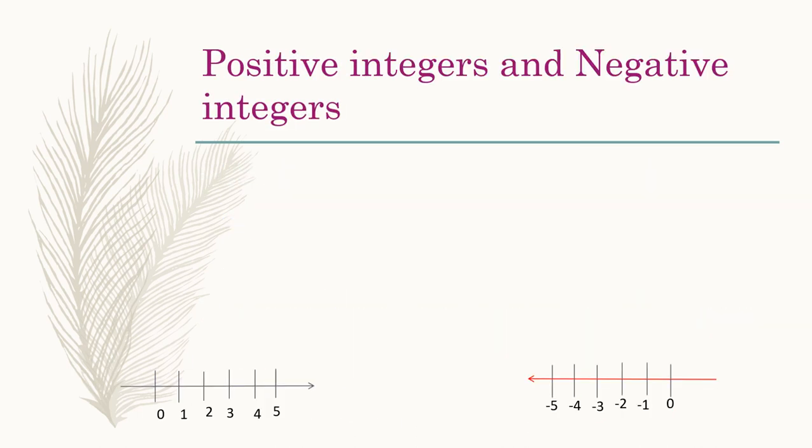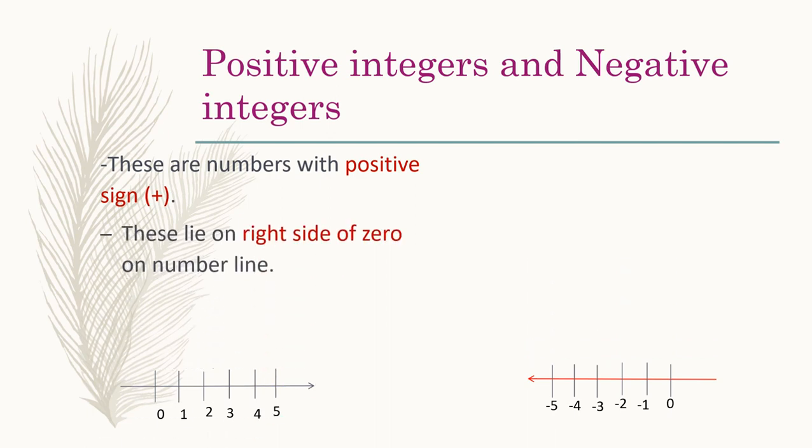Now see what are positive integers and negative integers. Positive integers are numbers with positive sign. These lie on the right side of 0 on the number line. In the given figure, you can see that on this number line, after 0, on the right side of 0, you can see the numbers 1, 2, 3, 4, 5. So all these are called positive integers. These are always greater than 0.